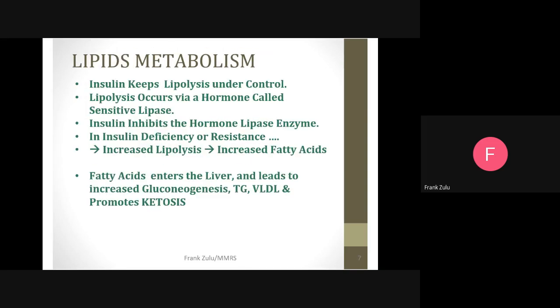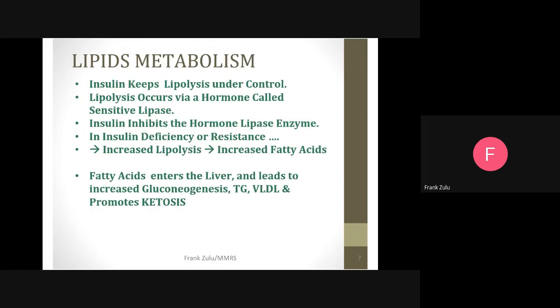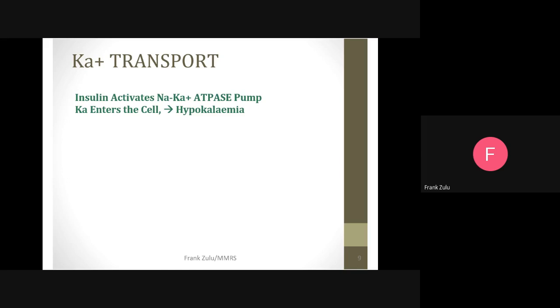I want you to understand the function of insulin on all these four molecules, okay? Carbohydrate, what does it do? And in a case where you don't have it, what are the outcomes? I want you to appreciate the effect of insulin on lipids. And in a case where it's not there, what do you expect to find? What are the effects of insulin on proteins? And in a case where you don't have insulin, what do you expect to find? Okay. What is the effect of insulin on the sodium potassium ATPase pump? Okay.